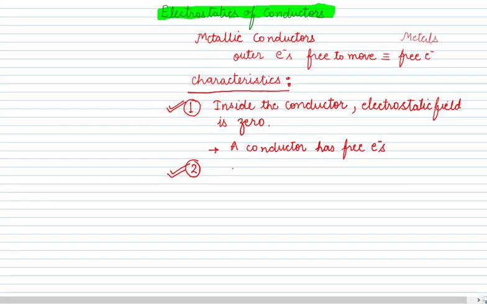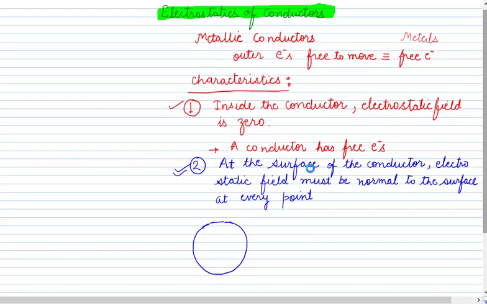Now we come to the surface of the conductor. At the surface of the conductor, the electrostatic field must be normal to the surface at every point. The second point is, at the surface of the conductor, the electrostatic field must be normal to the surface. Now if we come to the surface of any conductor, this is a metallic conductor, we have taken any metallic conductor. So if we come to the surface, this is the surface. What is the direction of the electric field? The direction of the electric field is always normal to the surface. This is the surface of the conductor, and we can draw the electric field as such.